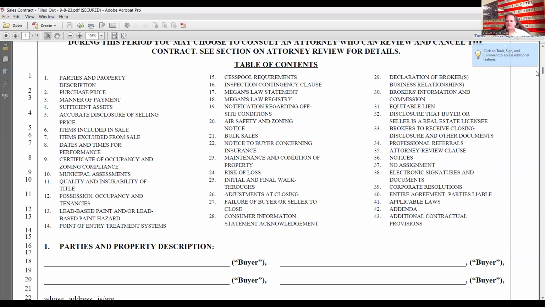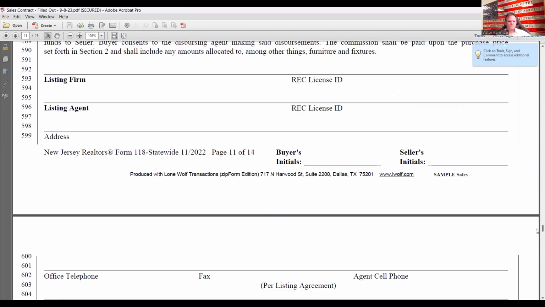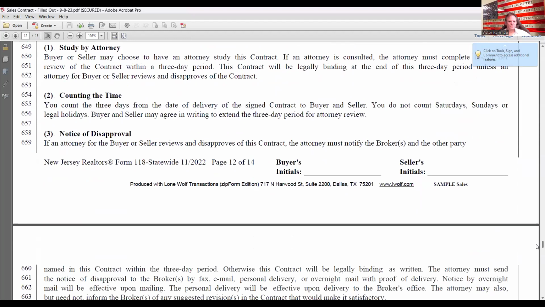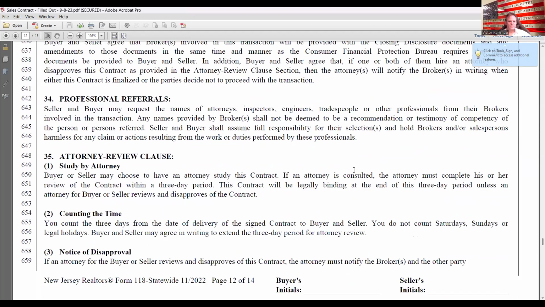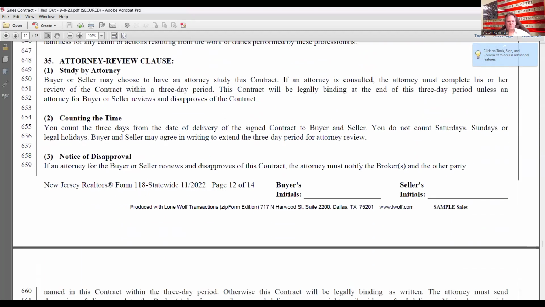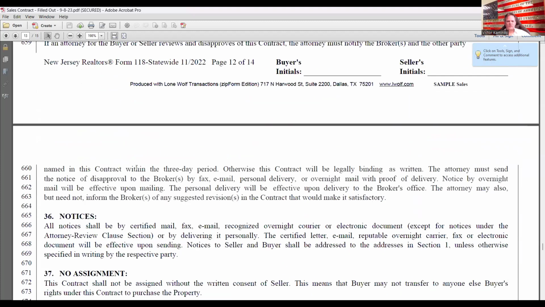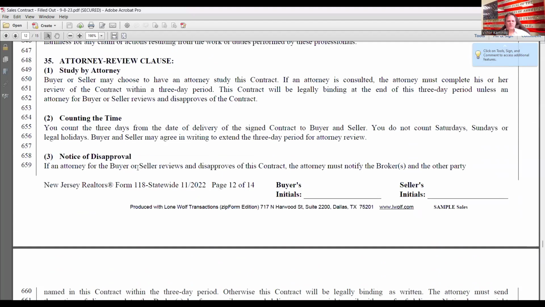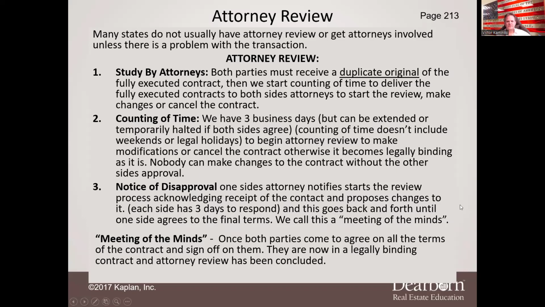So let's go down to section 35 of the contract. There we go. 35, attorney review clause. Kind of looks similar to what we see there on that slide. But this is broken between pages here, so what we'll do is we'll just go read it from the slide here. There you go. Makes it a lot easier.